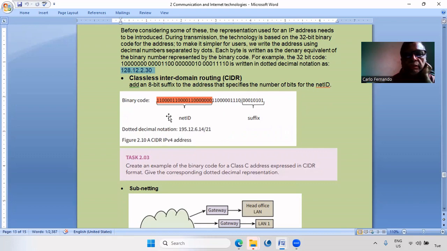Dotted decimal notation, 195.12.6.14. That is, if you convert this, the first byte is 195, the other one 12, 6, 14, the final one. And this slash 21 is the value of the suffix. A CIDR IPv4 address.